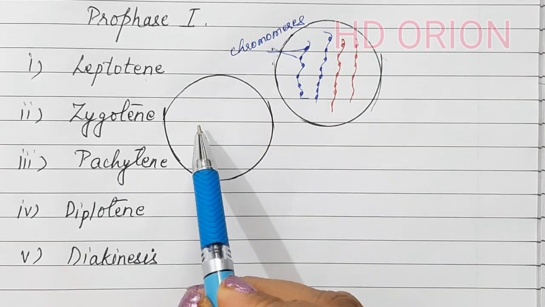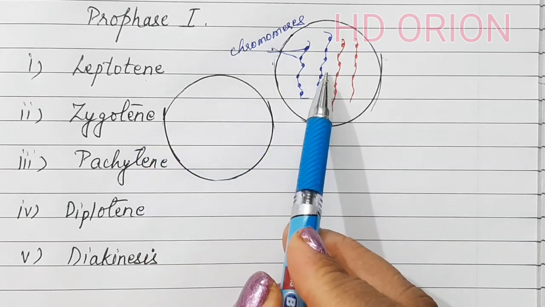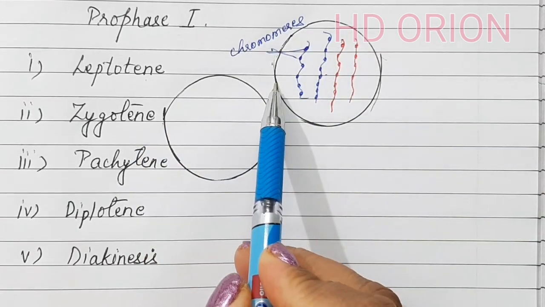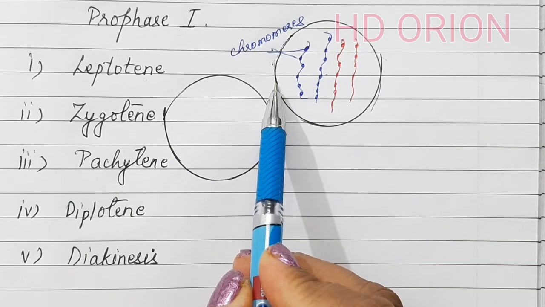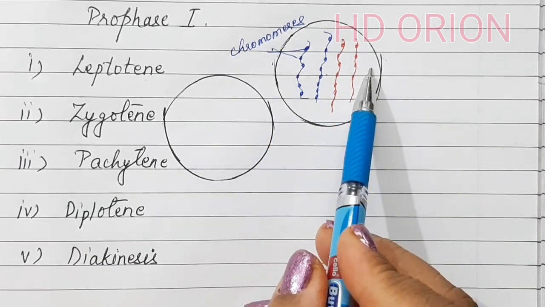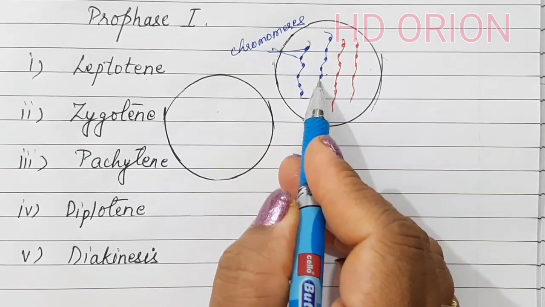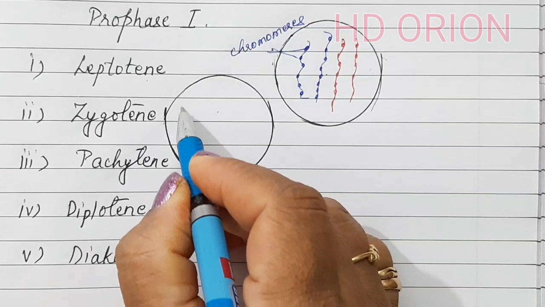What we are studying over here is leptotene, which we studied first, and this is only the figure of the nucleus, not the complete cell, because we are only studying karyokinesis, so we are just studying the nucleus, not the complete cell. Here in zygotene, what happens is that the chromosomes appear in shape.